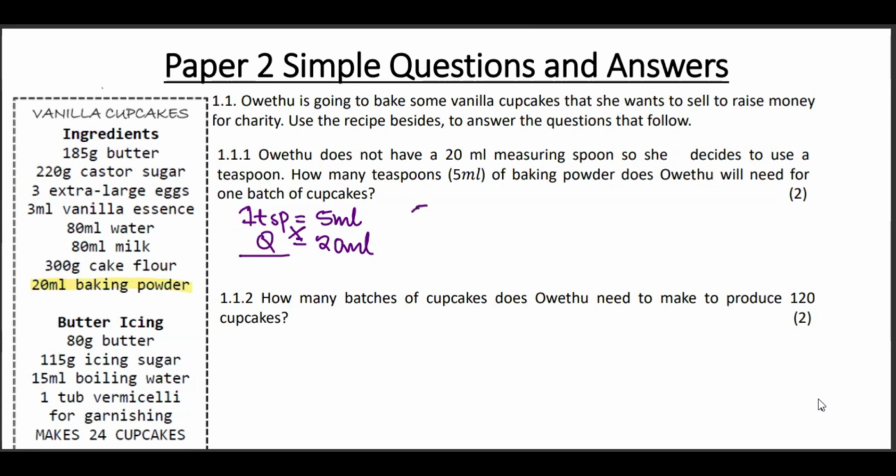Simple. You take that 5 mils and you divide them through. So here we end up having 4 teaspoons.